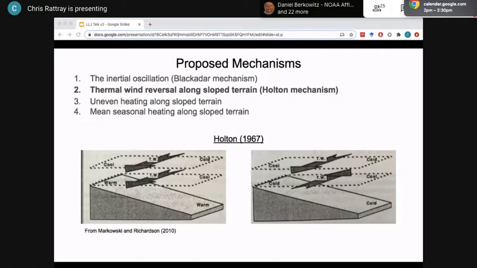Second, the thermal wind reversal along sloping terrain, or the Holton mechanism. This takes place when the surface cools more quickly than upper portions of the boundary layer at night, leading to a thermal wind reversal, resulting in a low-level southerly geostrophic wind maximum. This assumes uniform heating along the slope.